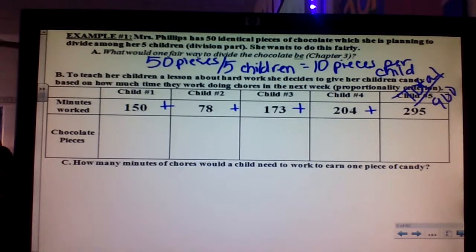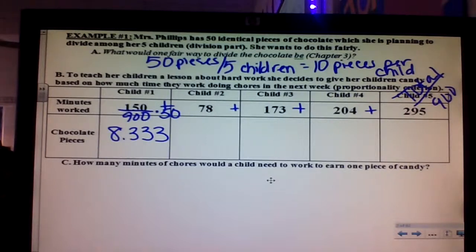Okay, so child 1 worked 150 out of 900 minutes. So the first thing you've got to do is divide that by 900. It's 0.1666. From that number, I need you to multiply times 50. And what do we get? 8.333. So that's how many pieces of chocolate they get.